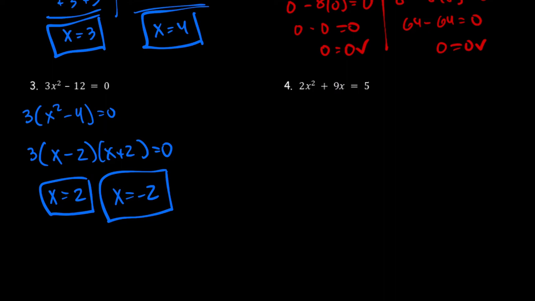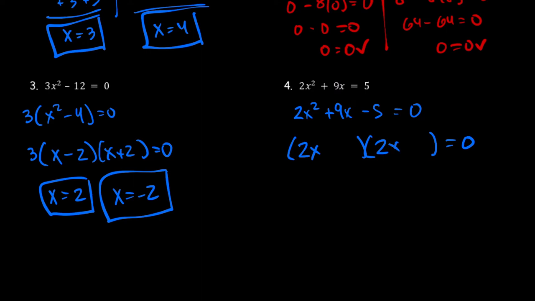All right, number 4. What I'm going to do here, we've got to get it equal to 0, right? So I'm going to subtract 5 from both sides. That'll give me 2x squared plus 9x minus 5 equals 0. This one's going to be a little bit more challenging to factor because of this 2. So let's come up with our 2 sets of parentheses. And not all trinomials factor. This one's going to, but we'll get to some later in this unit that don't factor and talk about some other methods to solve that one.